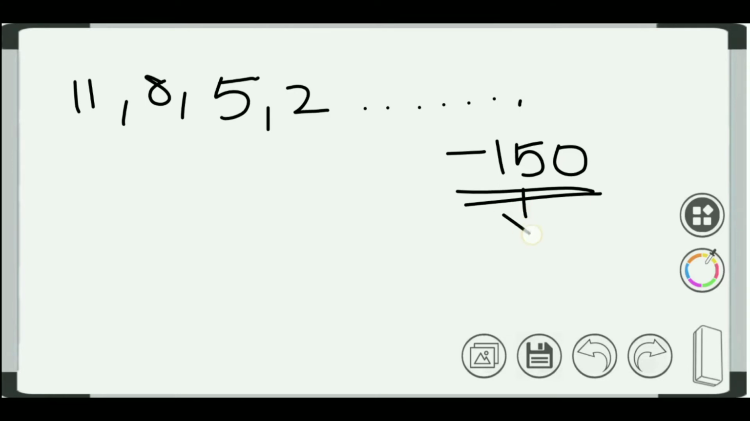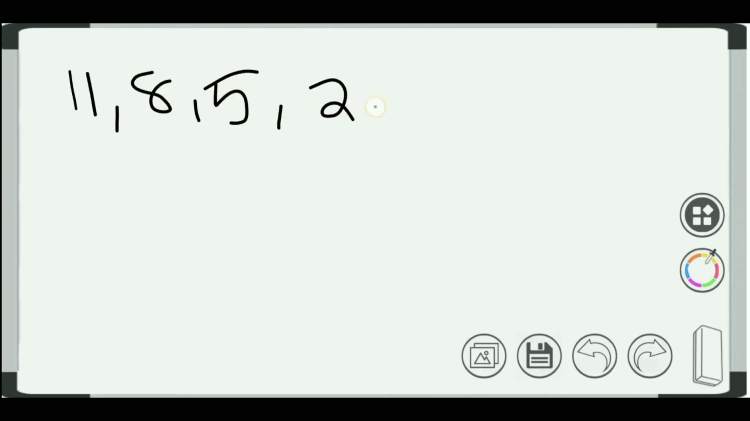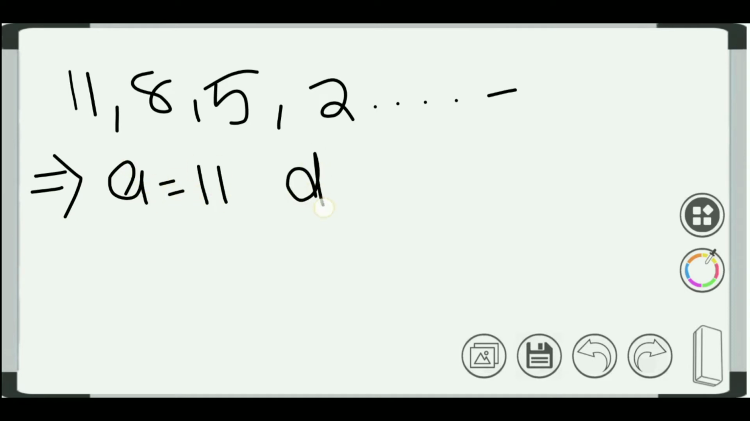So you will take An as minus 150 and you will check what is the value of N. If you are getting the value of N as a whole number, this minus 150 will be a term of this AP. If it has any decimal in it, it won't be a term in the AP. So I will check it. First of all, write the given details. A is equal to 11, D is equal to 8 minus 11.